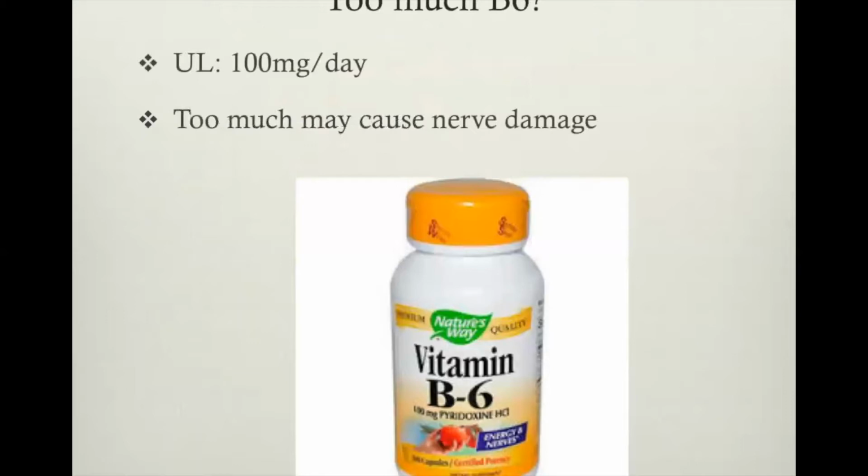Too much B6. Is there an upper limit? Well, there is an upper limit. So that means that too much B6 could be a problem. It can actually cause irreversible nerve damage, and this can happen in just 2 months of taking too much B6. It could also cause problems walking. It could cause problems with tingling or numbness.